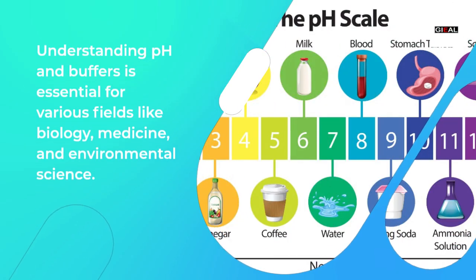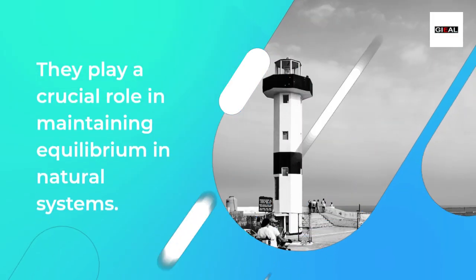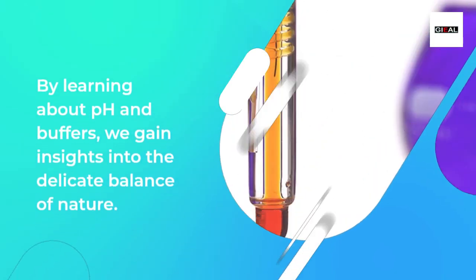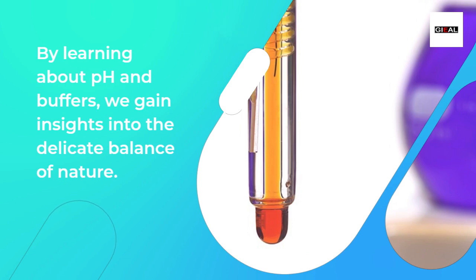Understanding pH and buffers is essential for various fields like biology, medicine, and environmental science. They play a crucial role in maintaining equilibrium in natural systems. By learning about pH and buffers, we gain insights into the delicate balance of nature.